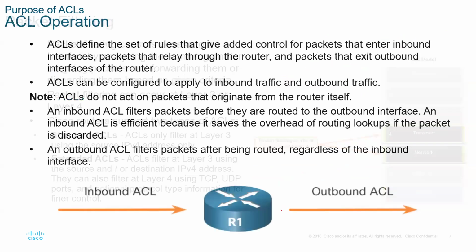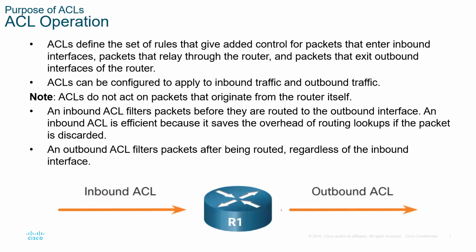Right. ACL operation. An ACL is a defined set of rules that give added control for packets that enter inbound and packets that exit outbound. An ACL can be configured to apply inbound or outbound. With this one, we see that ACLs can be configured on an interface in two directions, inbound or outbound.